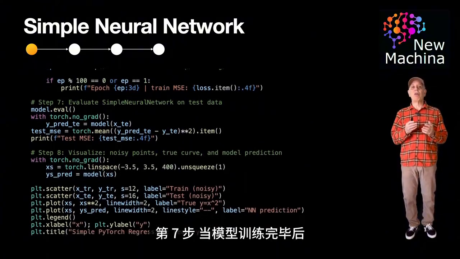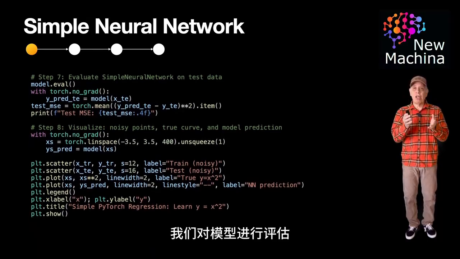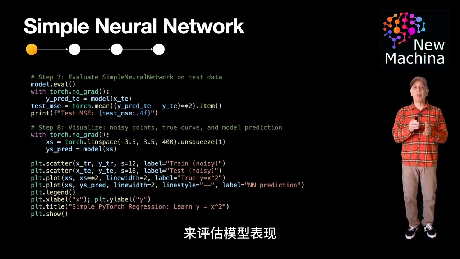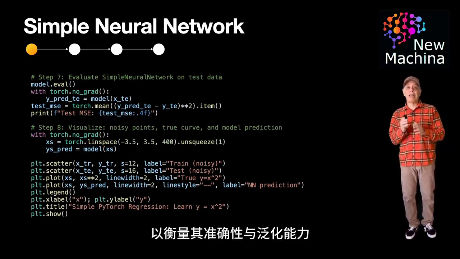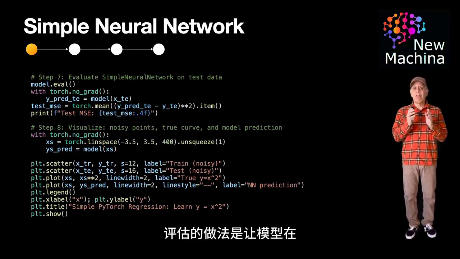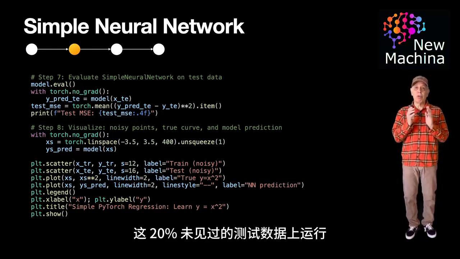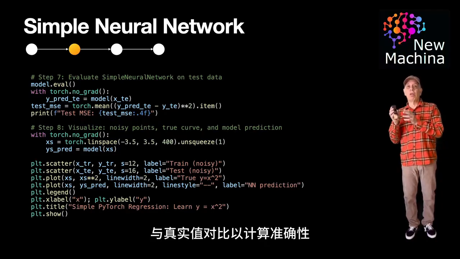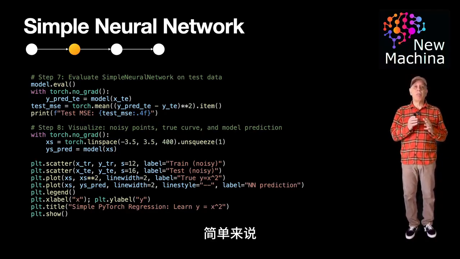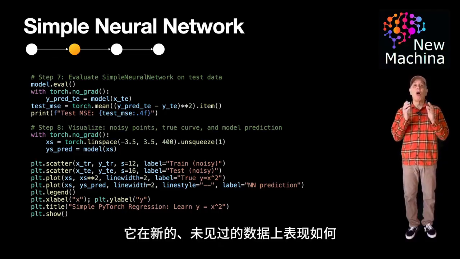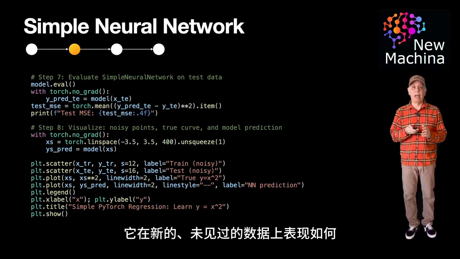So now in step 7, with the model trained, we evaluate the model. We evaluate the model's performance using the 20% test data set to assess its accuracy and generalization capabilities. This evaluation involves running the model on the 20% unseen test data and comparing its predictions to the actual values to compute accuracy. In simple terms, evaluating the model helps you understand how well it performs on new, unseen data.